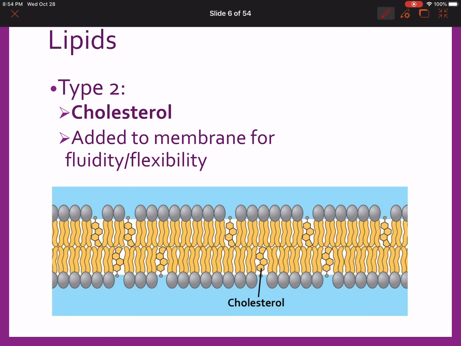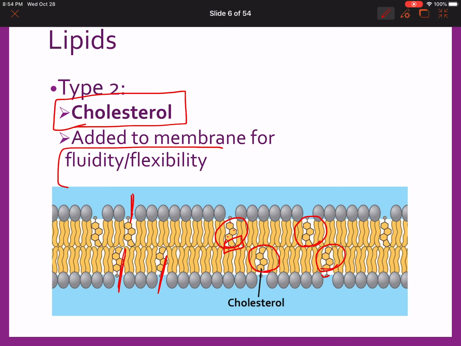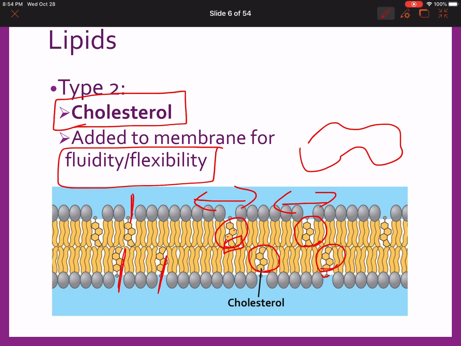The second type of lipid is cholesterol. Cholesterol is nonpolar, so it's here mixed up in the oily stuff. But you notice it's got a really odd shape. 3 circles in a doghouse is how I've always heard it described. 1, 2, 3, doghouse, okay? And it creates these gaps in the membrane because it doesn't fit perfectly. The gaps allow for more fluidity. All the parts can move around more easily, and the whole membrane is more flexible.